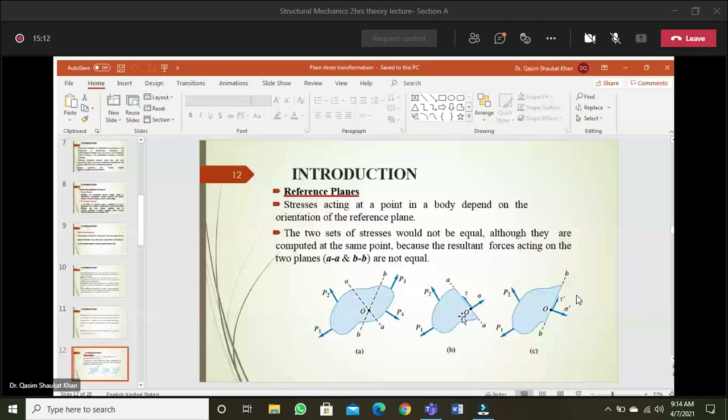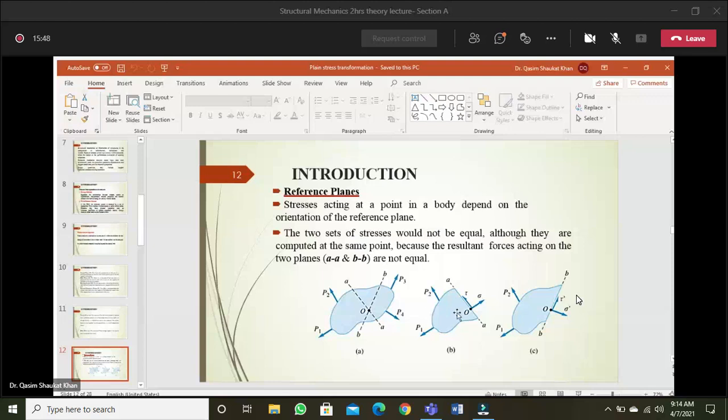So in our case, we will calculate the normal stress. This sigma is our normal stress, tau is our shear stress. You can see the normal stress is basically trying to pull the element, and the shear stress is trying to cut the element into two halves, or it is the force which tries to slide one part of the element over the other. So the two sets of stresses will not be equal.